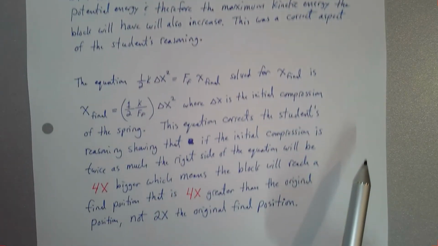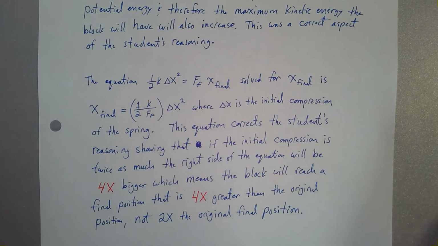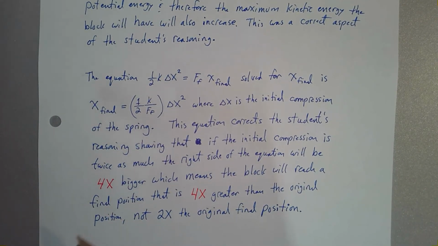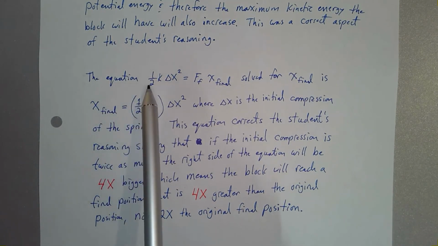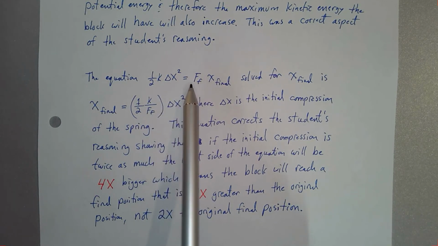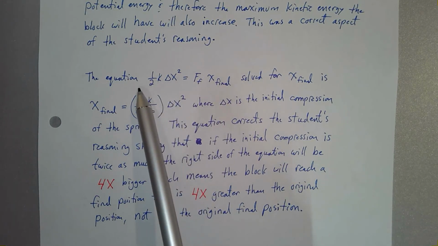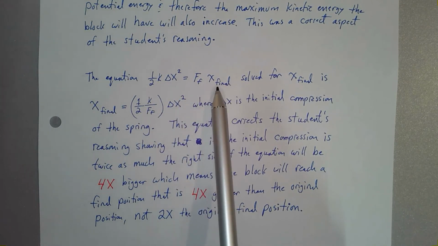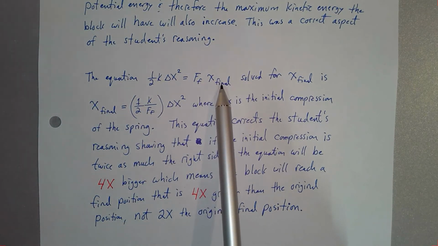Okay, now to correcting incorrect assumptions of the student. And remember, we said the student was incorrect in that the block will not slide twice as far as the original amount. We said it's going to go farther than that. And this is that proportional reasoning I was talking about, which we probably could have done for the quantitative aspect as well. So it says the equation 1/2 kx squared equals force of friction times the final position. Remember, this is the initial spring potential energy, which is the same as the total amount of work done by friction. That's what this right side of the expression shows.